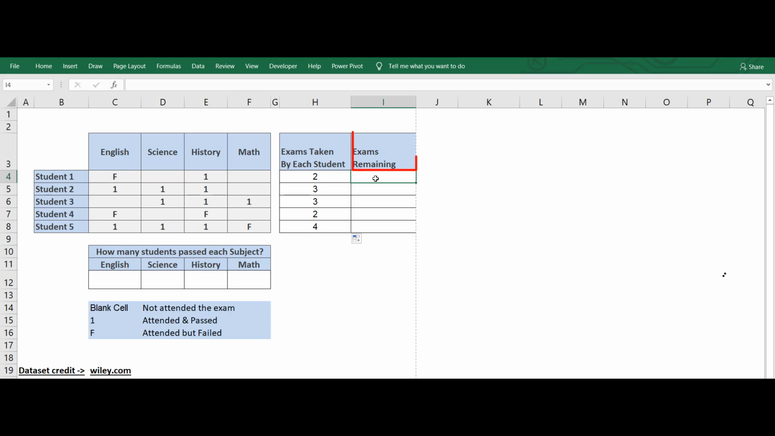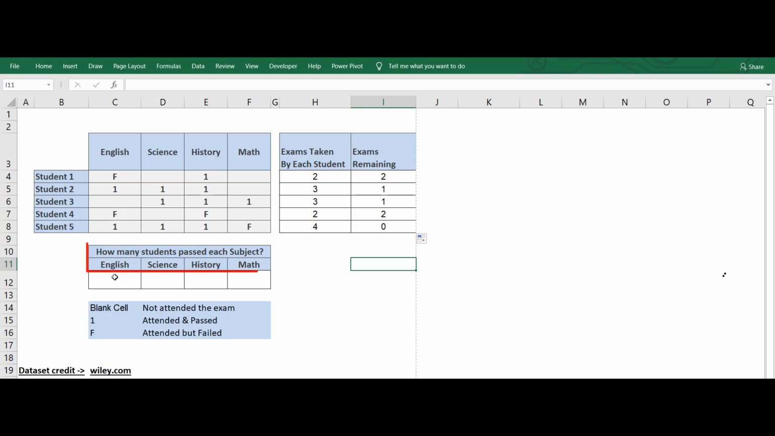And how many exams remaining? Simple. As I said, a blank cell means not attended the exam. So those are exams remaining. So let's say COUNTBLANK, right? COUNTBLANK and drag it down.